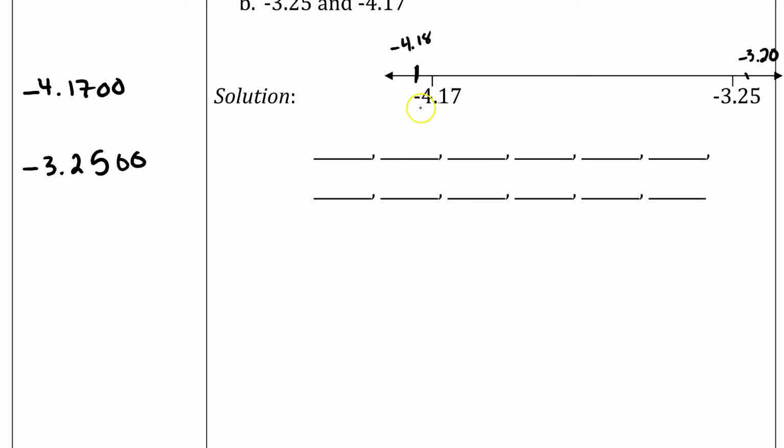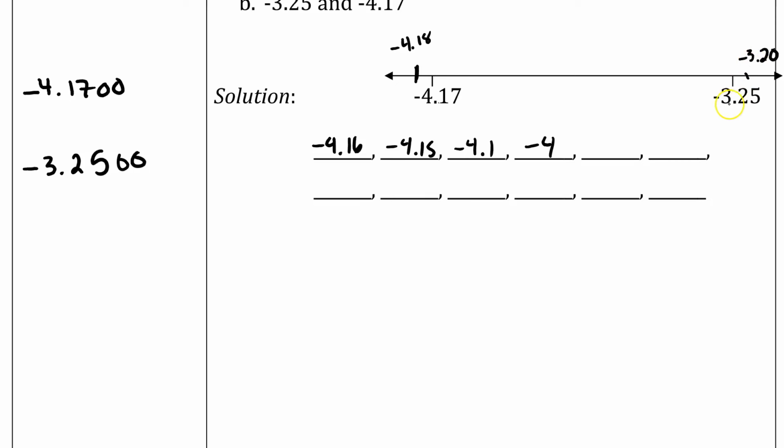So if I were to say negative 4.1701, I know that that would actually be closer to negative 4.18 than it would in this interval. So I don't want to go past that. So I can say negative 4.16, I can say negative 4.15, I can say negative 4.1, I can say negative 4. Okay, so now let's ask ourselves the question, what about the 3's?